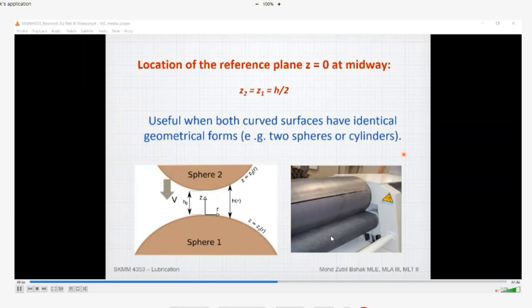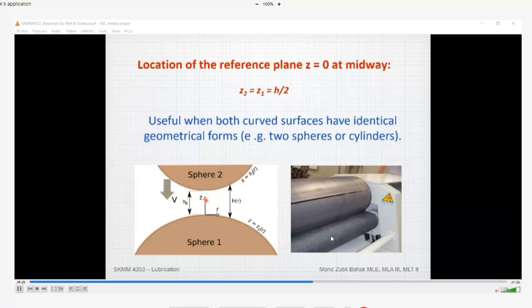So that condition is very useful, and it is already used for curved surfaces having identical geometry form, such as two spheres here, or two cylinders. If you take a point z in between these two surfaces, then the velocity equation that we have is suitable for this type of bearing.